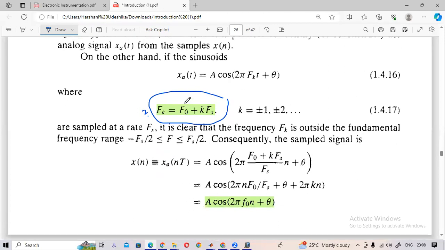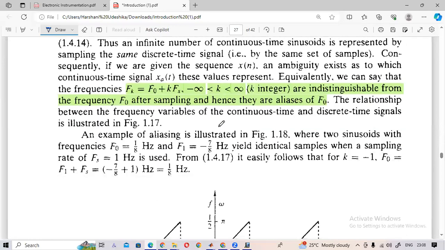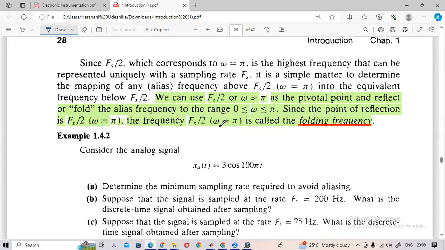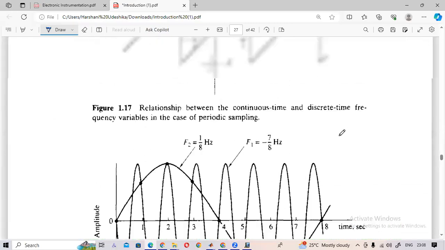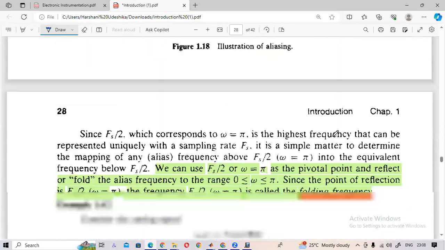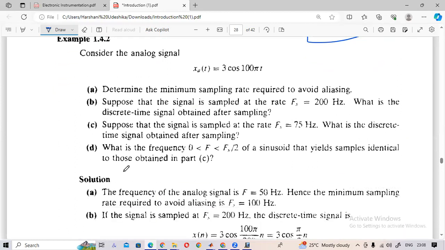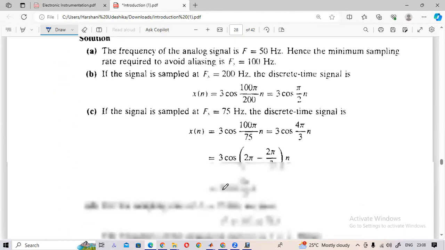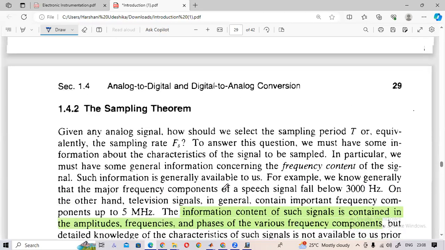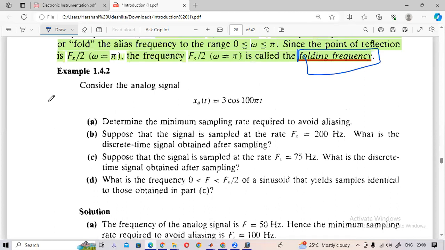Try to read up to here. It is a very small thing you have to do. Try to understand what the folding frequency is. Then there are some questions, so try to do these questions also by yourself. Next week we will do the same thing.